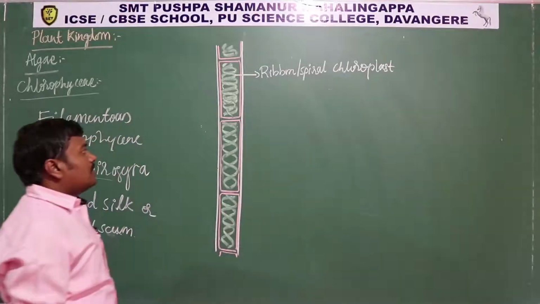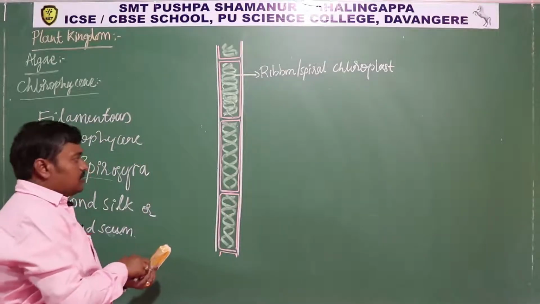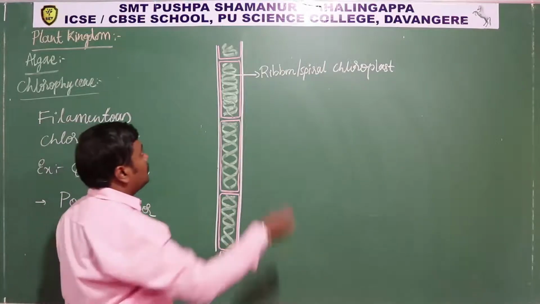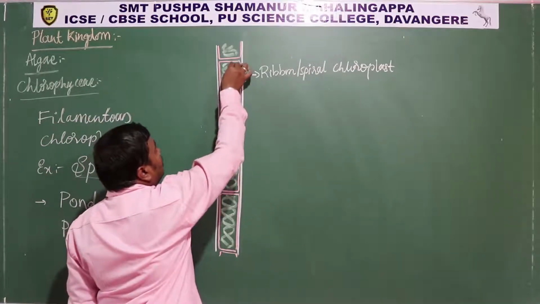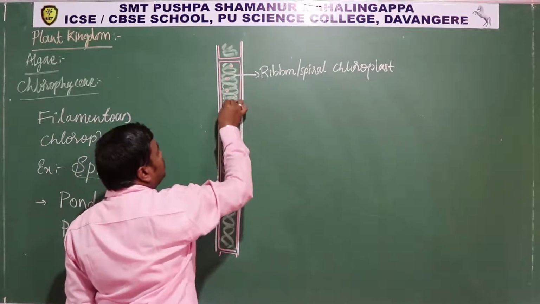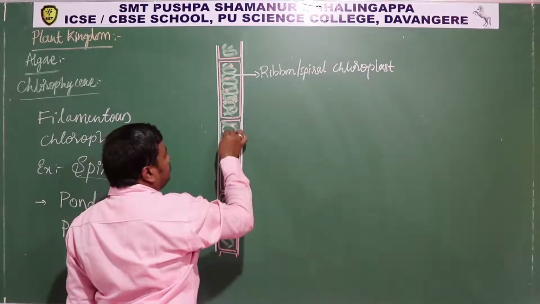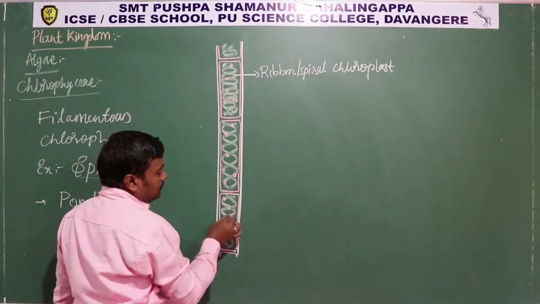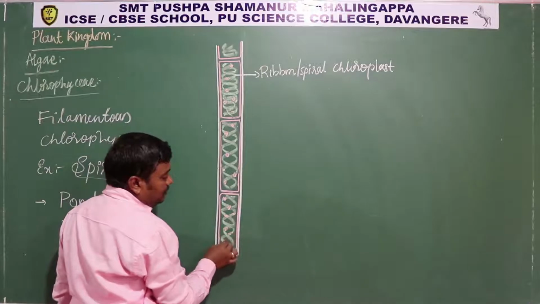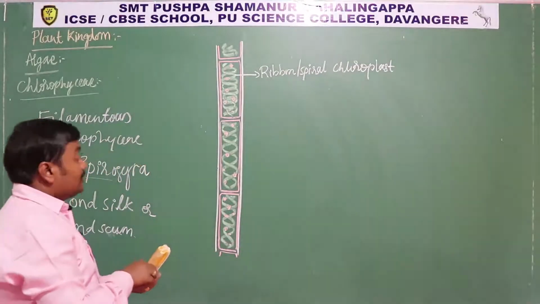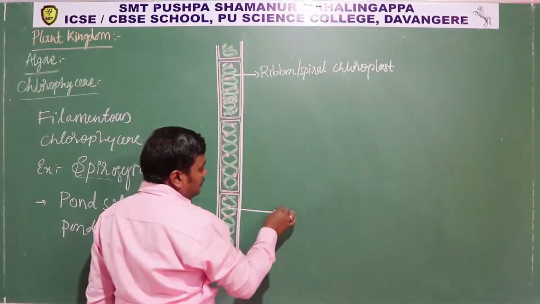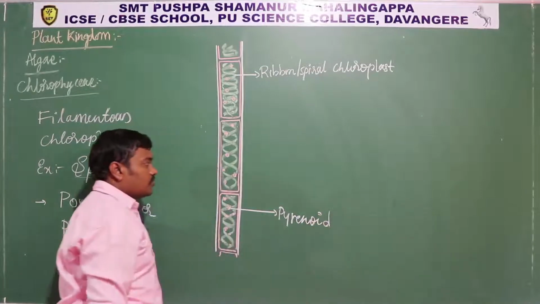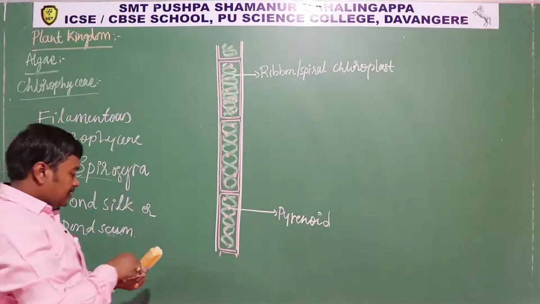Within this chloroplast, as we discussed in Chlamydomonas, there were some protein-storing, starch-sheath-containing structures. Those structures are called pyrenoids. They are present within the chloroplast. Here and there pyrenoids are present. This pyrenoid structure is similar to that of Chlamydomonas.